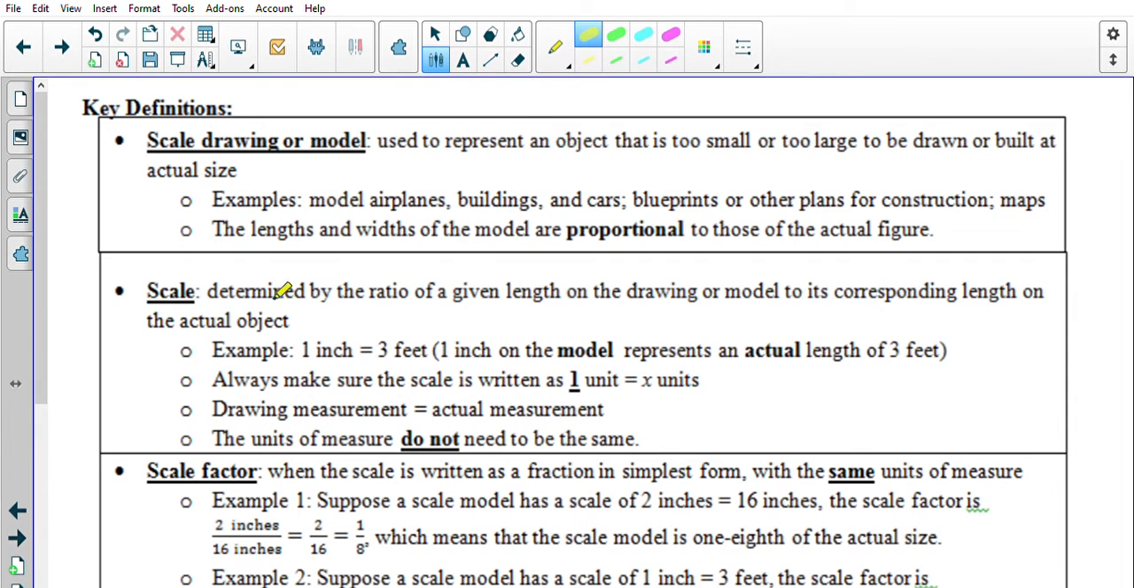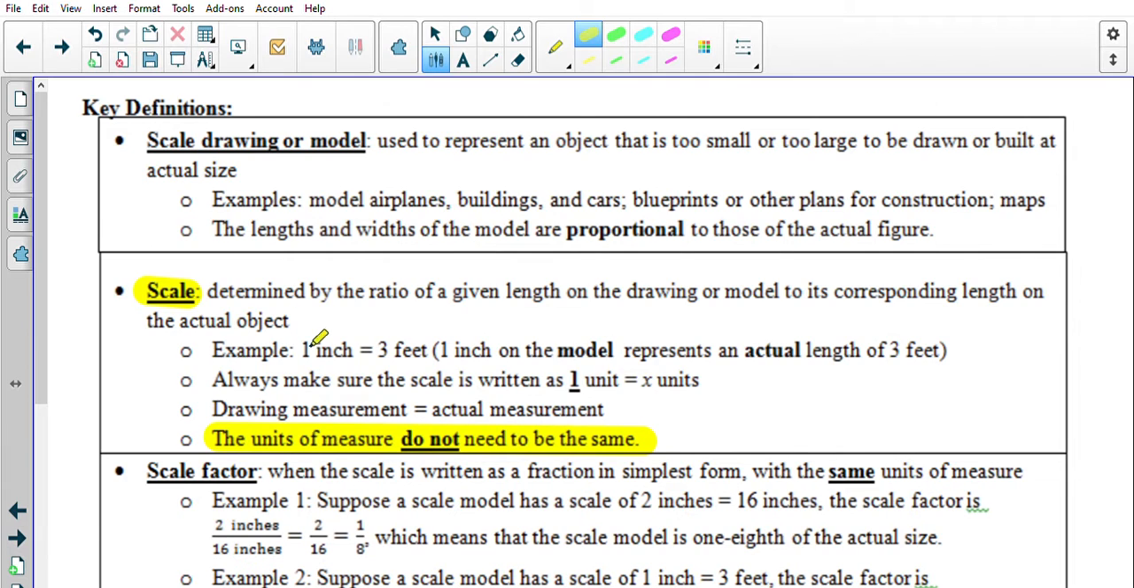So when we talk about scale, scale is determined by the ratio of a given length on the drawing or model to its corresponding length on the actual object. We will always do the drawing measurement or the model measurement to the actual measurement. So it's going to be something equals something. The units of measure do not need to be the same for scale. For scale factor, the units of measure will need to be the same. So that's going to be really important for us.